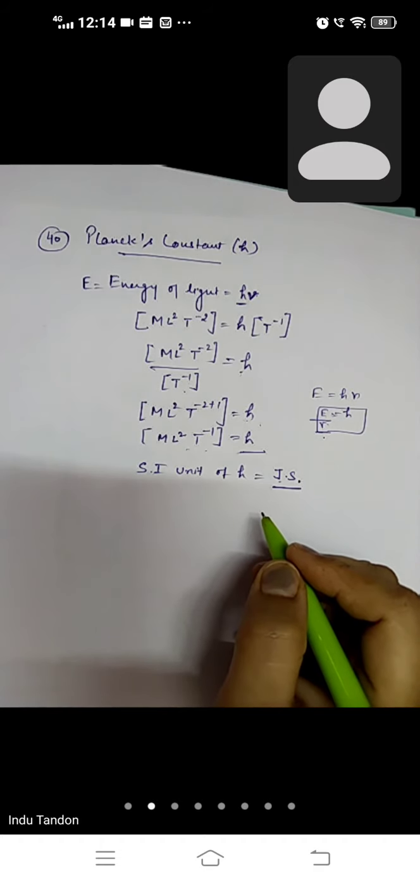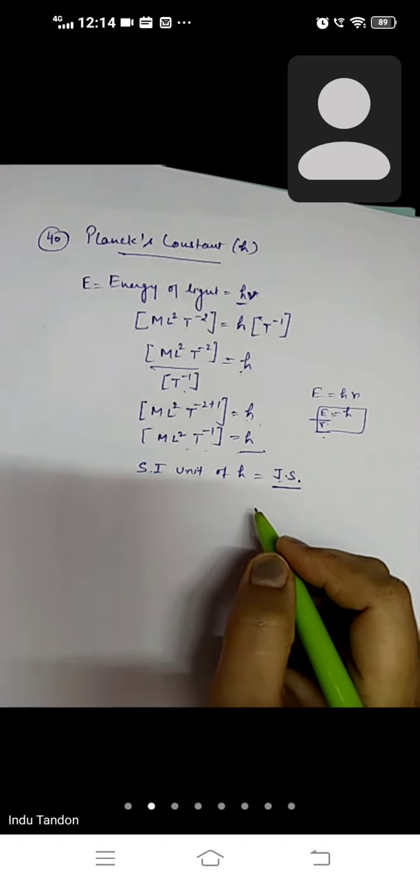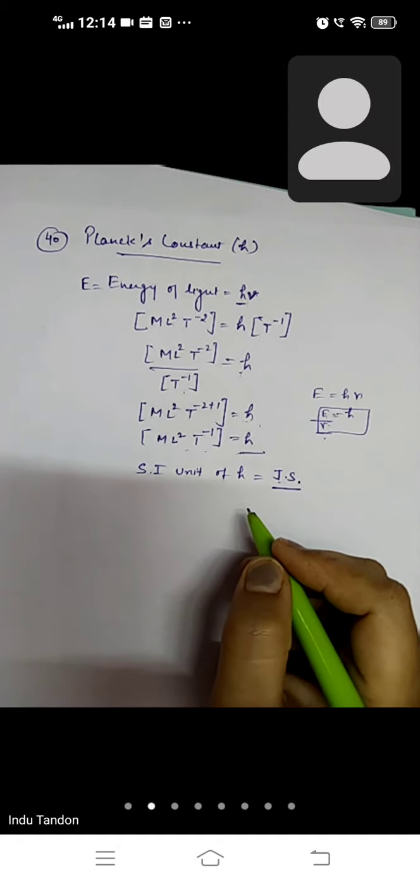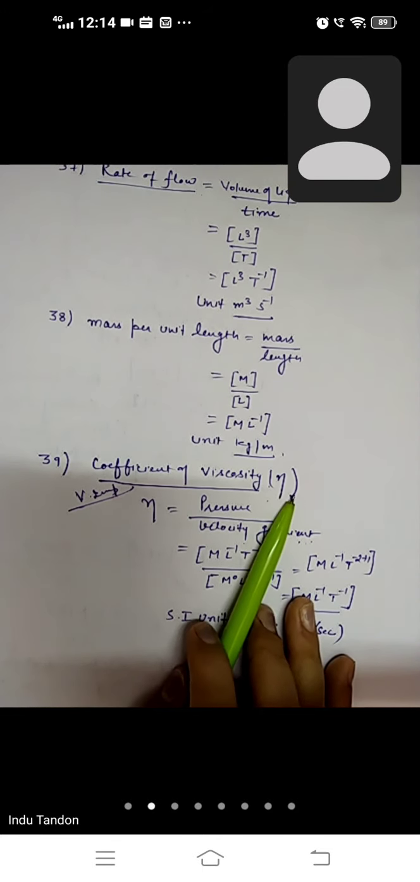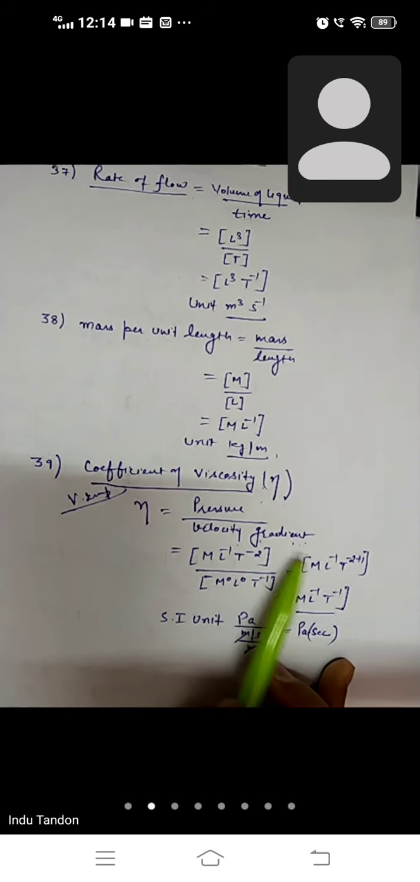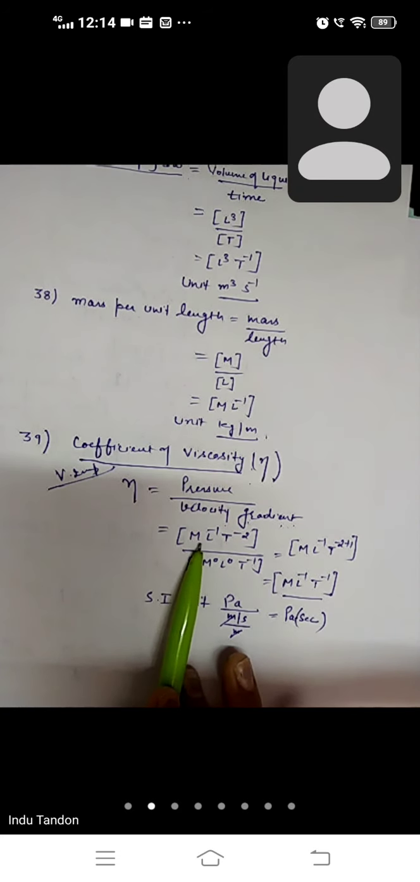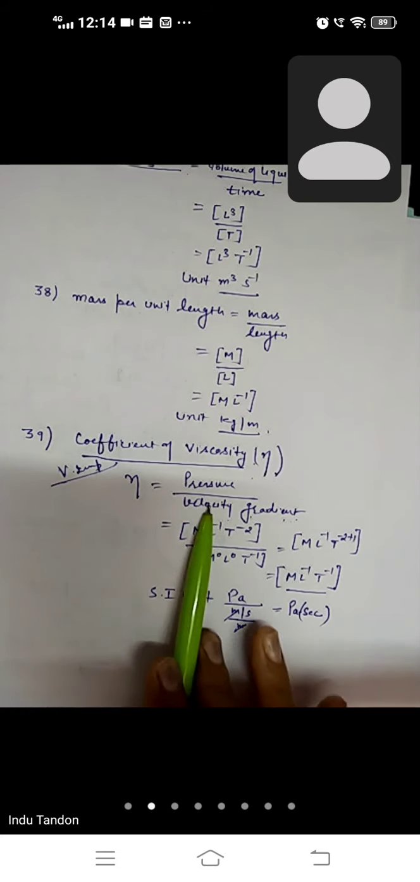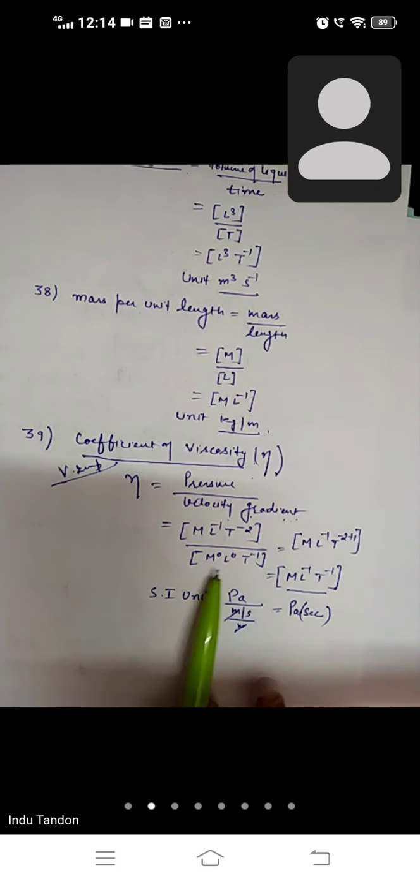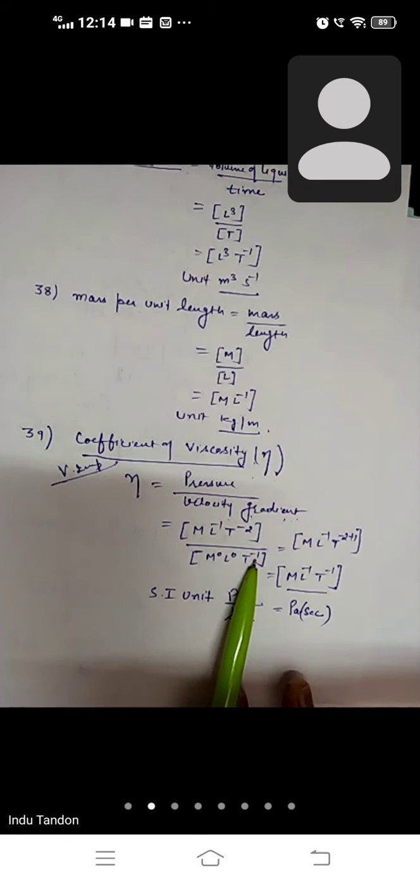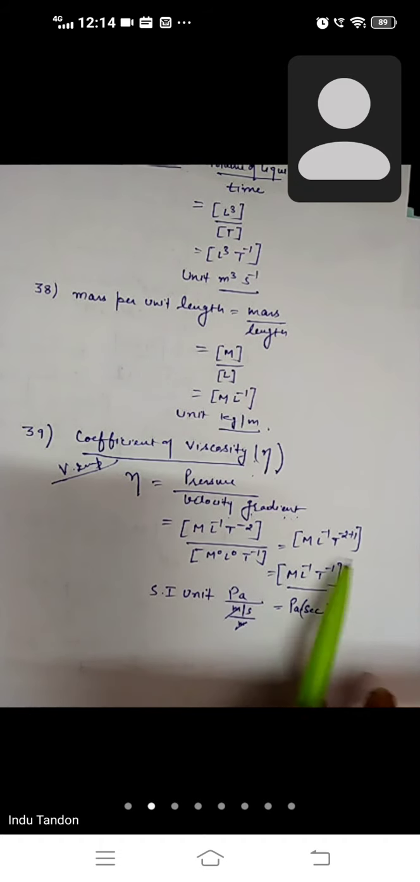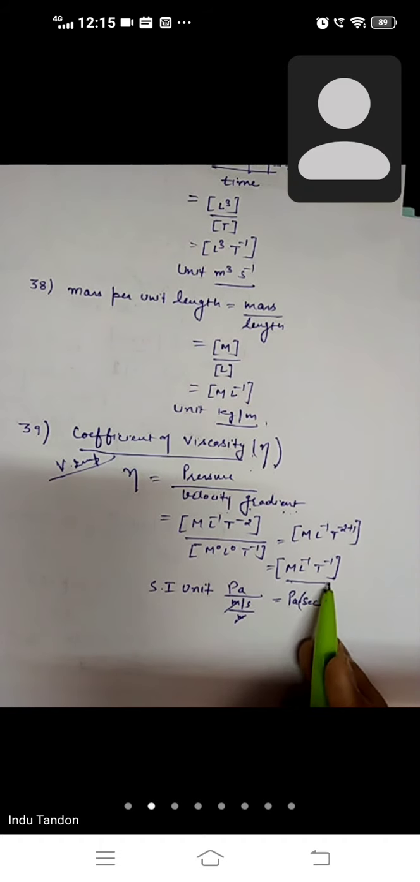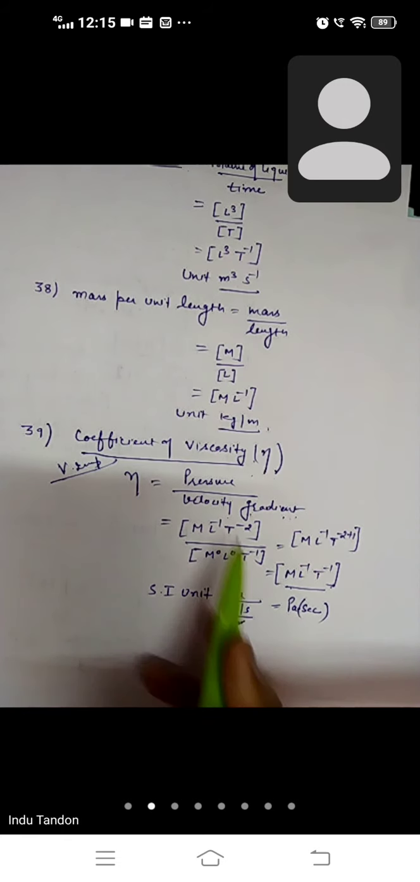Yes, ma'am. Clear. Ma'am, show the 39th one again. Yes, I will show it now. 39th is this one, coefficient of viscosity eta. Eta is pressure divided by velocity gradient. What is pressure? ML minus 1 T minus 2. Velocity gradient, velocity divided by length, M0 L0 T minus 1. So it becomes ML minus 1 T raised to the power minus 2 plus 1, that is ML minus 1 T minus 1.